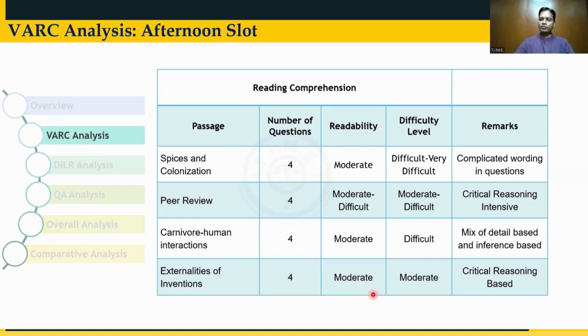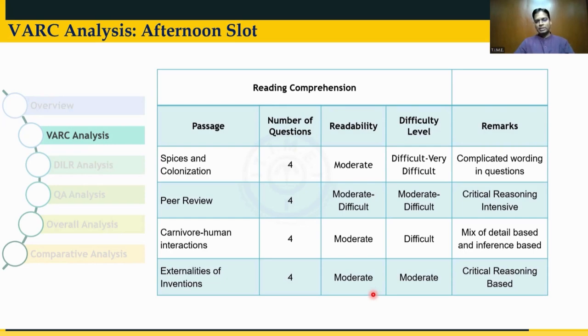It was on peer review of articles, scientific articles. And here the readability was moderate to difficult. And the difficulty level of the passage overall also was moderate to difficult. And a lot of questions in this passage were critical reasoning intensive. So as in the text had to be read in between the lines many times. So the passage was also a little more difficult than the spices passage.